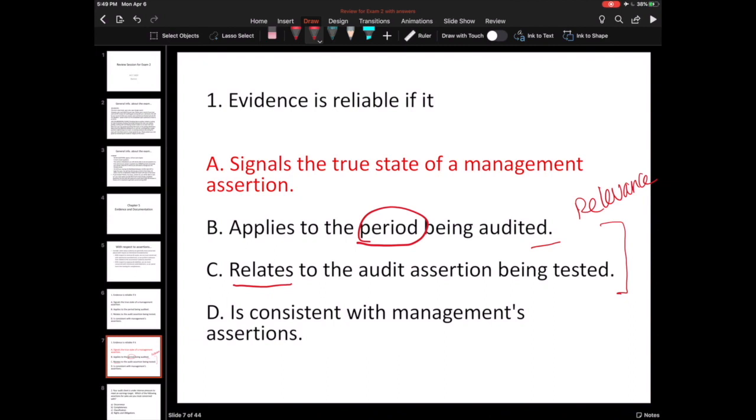All right, D, being consistent with management's assertions isn't necessarily a good thing if it's not also truthful, right? Because I can have evidence that's consistent with assertions, but it's bad evidence, right? Falsified evidence. So I prefer evidence that signals the true state, whether it's consistent or inconsistent, right? Because above all, I want to know the truth.